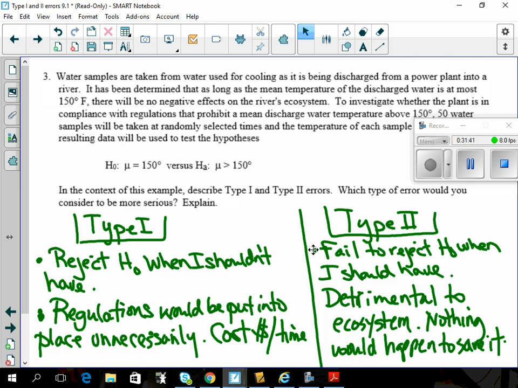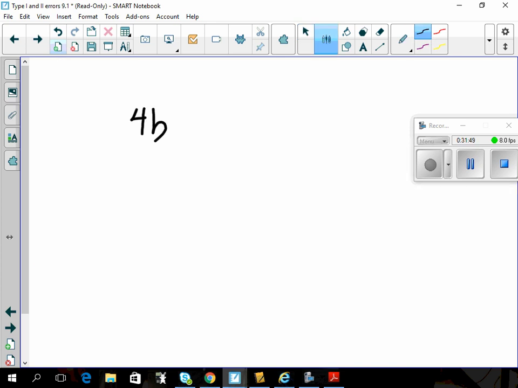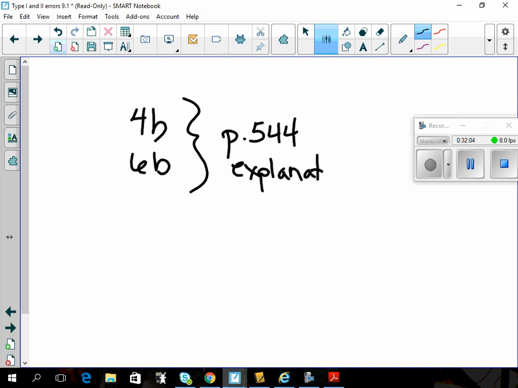4B and 6B, they're the same type of question. I'm going to tell you where in the book you can find the answer. Okay? So on problems 4B and 6B, it's asking you about which significance level you would prefer to have and why. So you want to read on page 544 in your textbook the explanation of step 2. I'd like for you to do that before Thursday, okay?